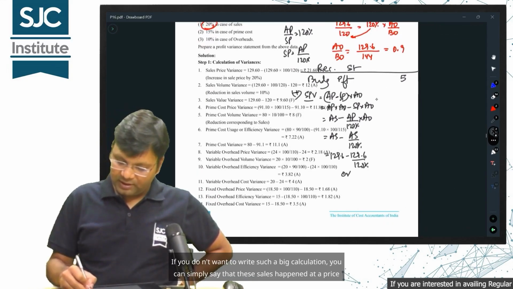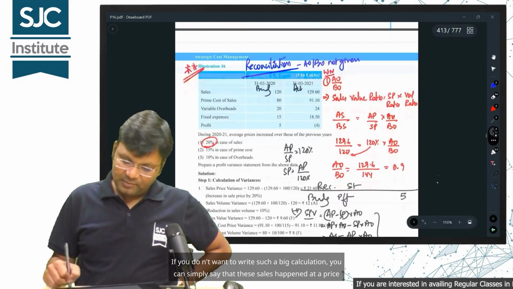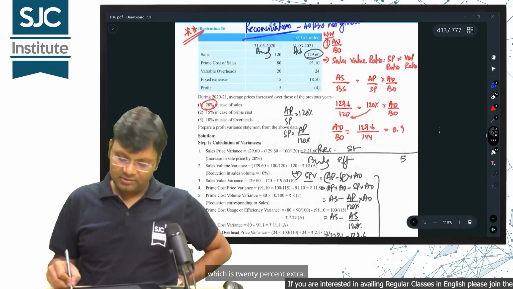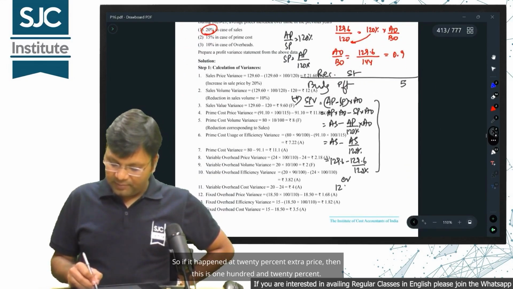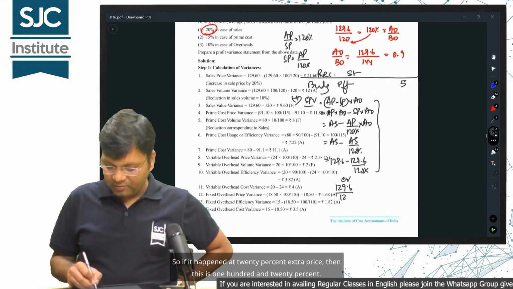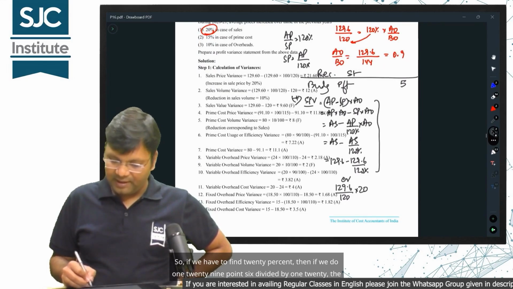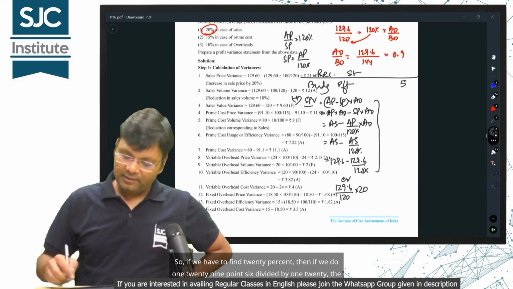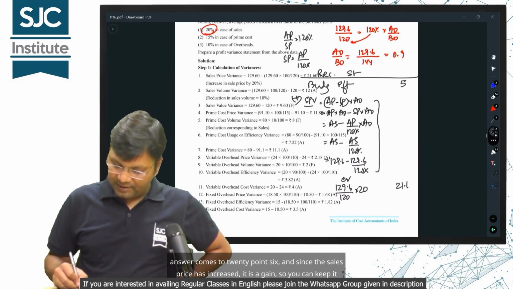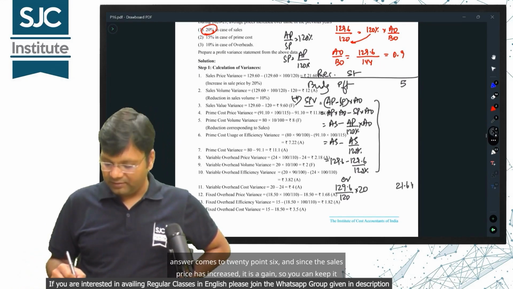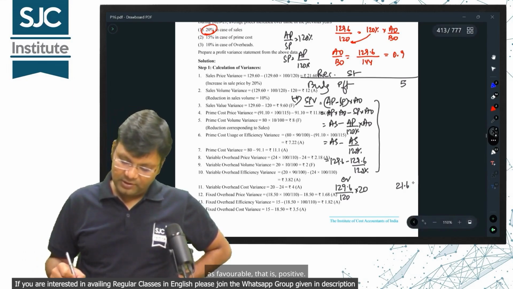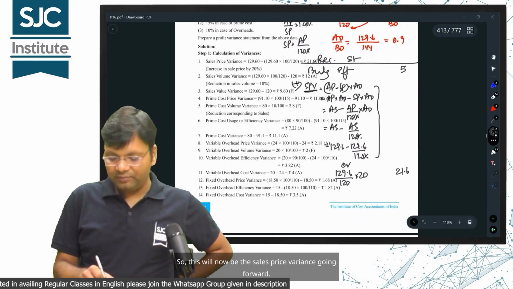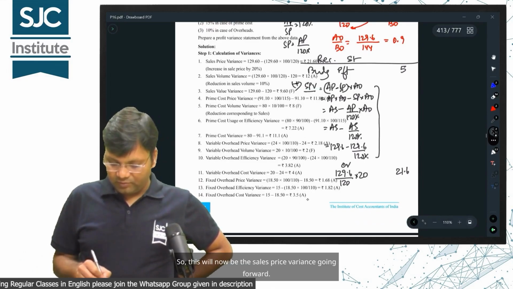There is a shortcut to do this. If you don't want to write such a big calculation, you can simply say that these sales happened at a price which is 20% extra. So if it happened at 20% extra price, then this is 120%. So if we have to find 20%, then if we do 129.6 divided by 120, the answer comes to 20.6, and since the sales price has increased, you can keep it as favorable, that is positive. If it is adverse, you can keep it as negative. So this will now be the sales price variance going forward.